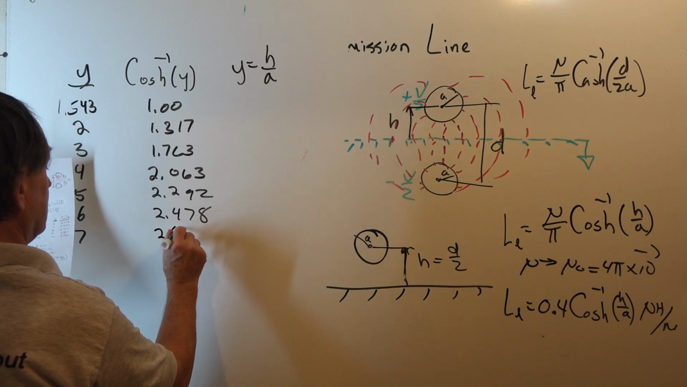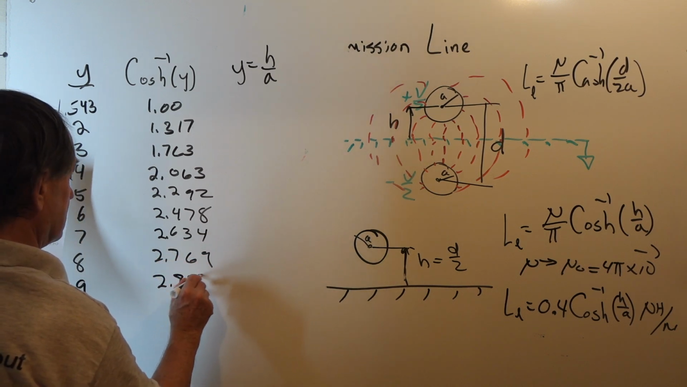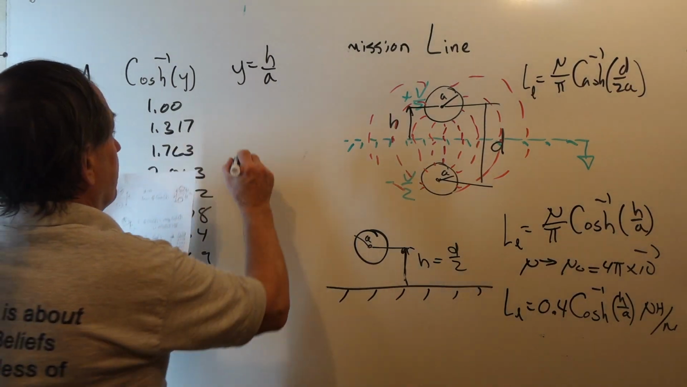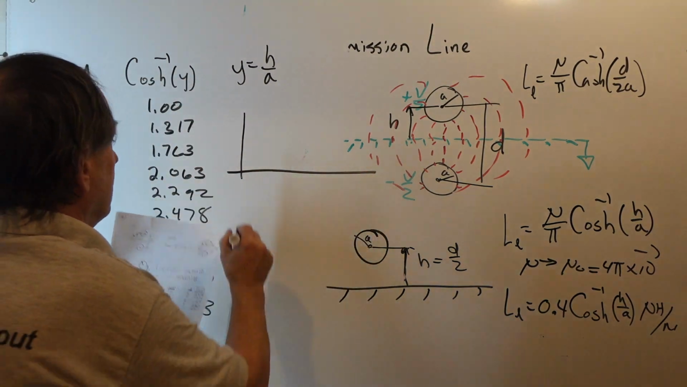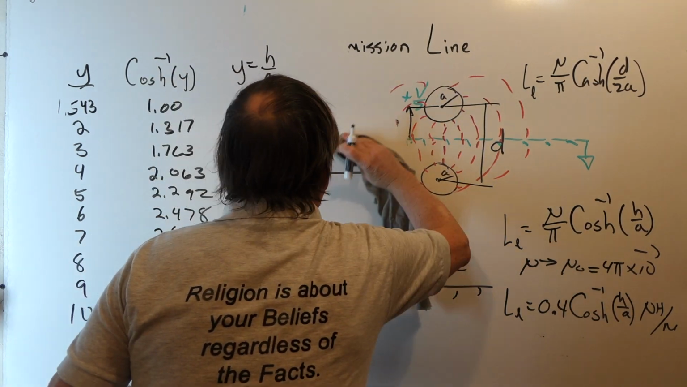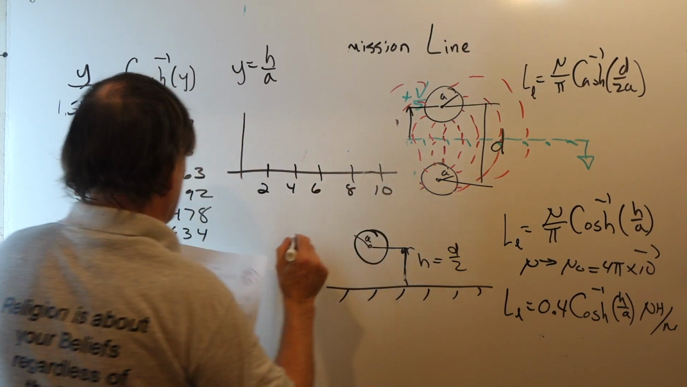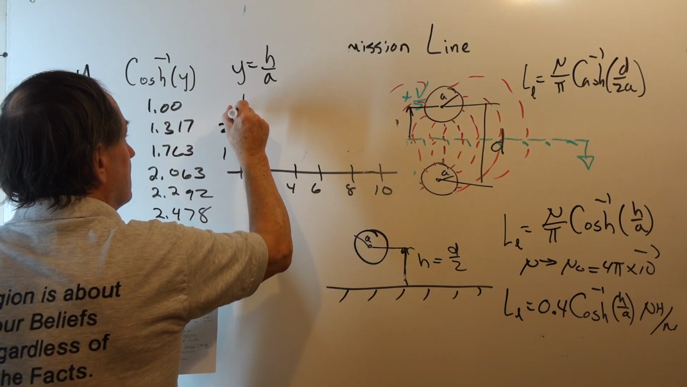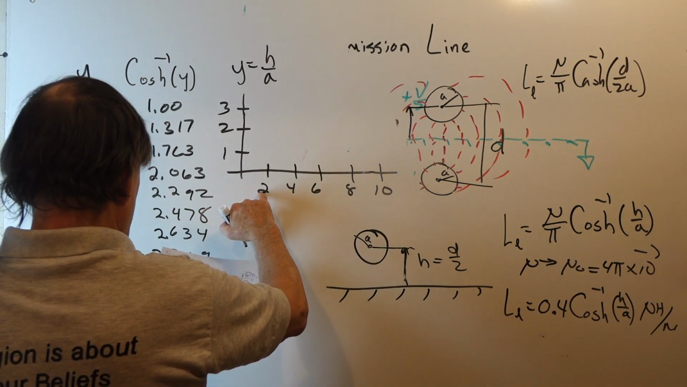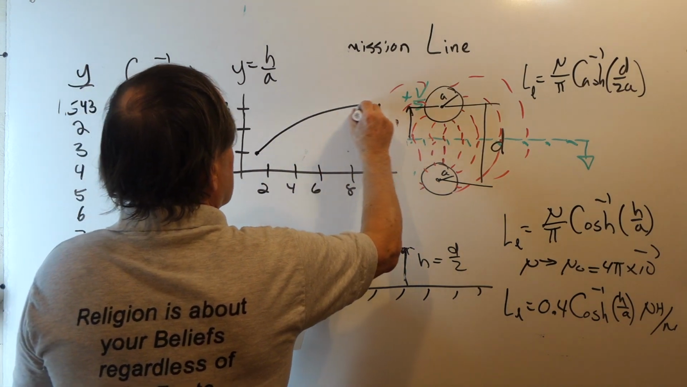Let's see, 7 is 2.634. 8 is 2.769. 9 is 2.887. And 10 is 2.993. Now, if we plot this, this is 2, 4, 6, 8, 10. And this is 1, this is 2, this is 3. Now, if I plot this out, at 3, we're at about 10. It's a slow rising function.